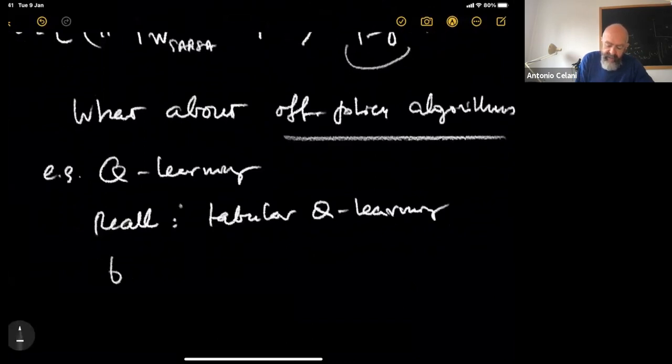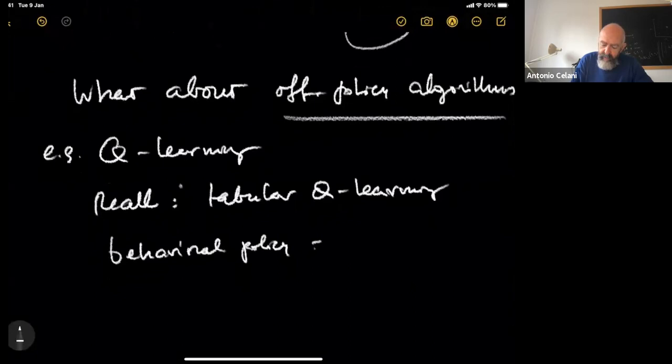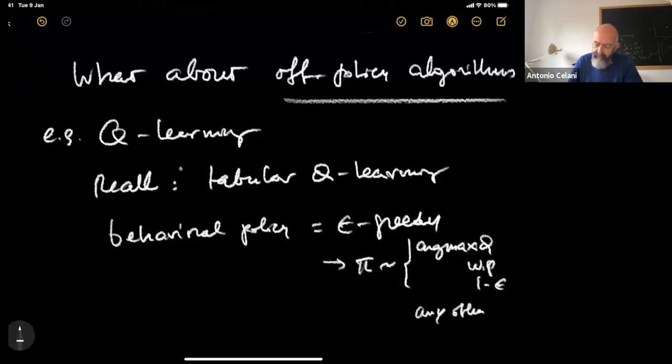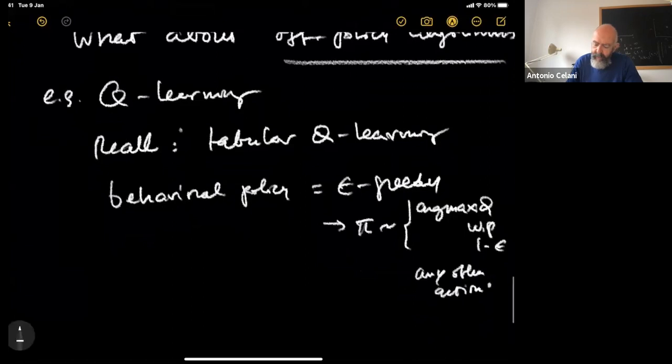So the behavioral policy is epsilon greedy. Okay, so you choose actions according to the epsilon greedy strategy. So for every time you have a Q, the estimate of your Q value, the policy is: choose argmax of Q with probability 1 minus epsilon, or any other action with probability epsilon. Okay, so this is the policy you derive, and that's always the same that we're talking about.